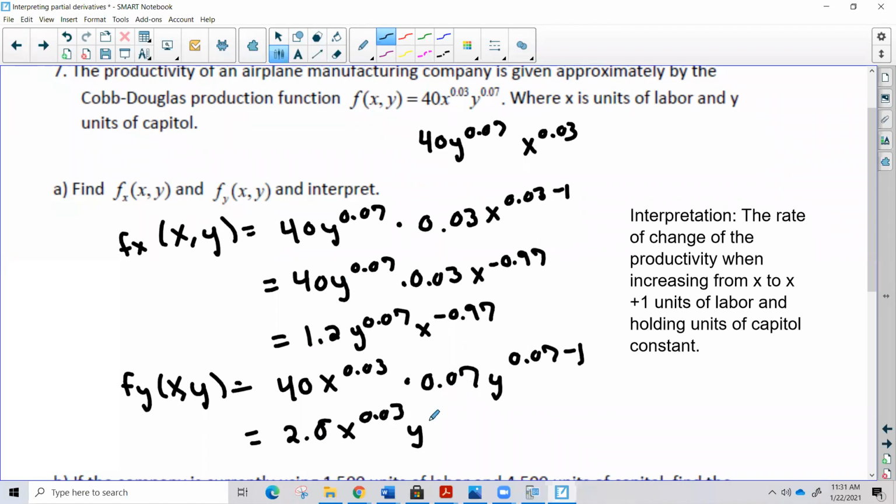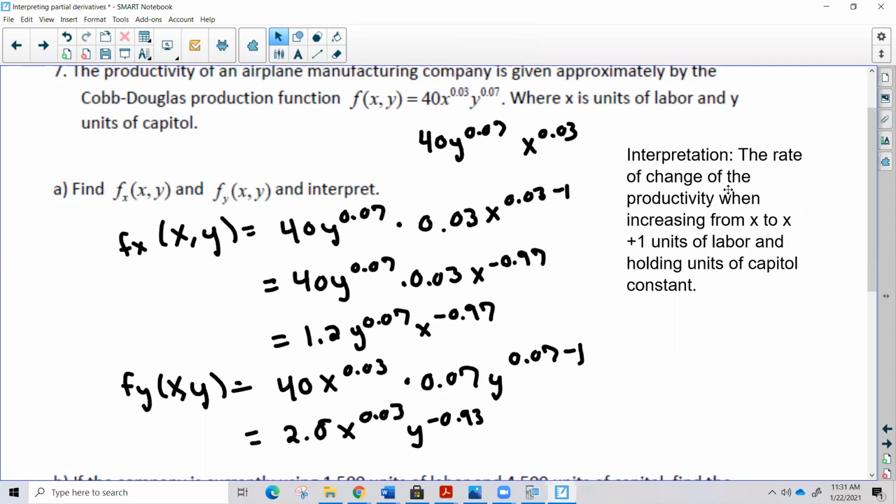to the negative 0.93. And I think for this one on the homework, it says you can't have negative exponents, so that means you would have to move this to the denominator, and same with that. But on the exam, you can leave it as a negative. And this is going to be kind of the same interpretation, except we're now changing Y, increasing Y from Y to Y plus 1, and then holding the X constant.